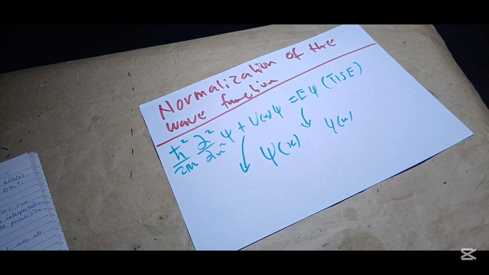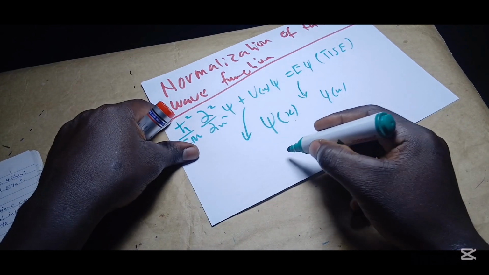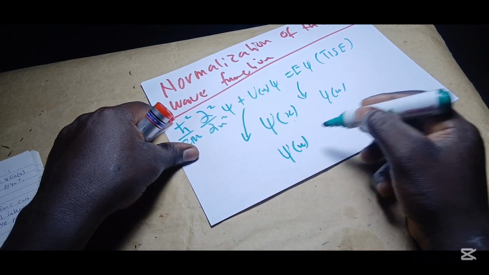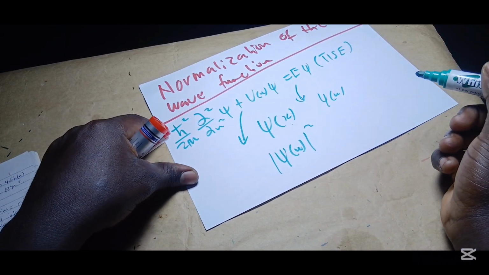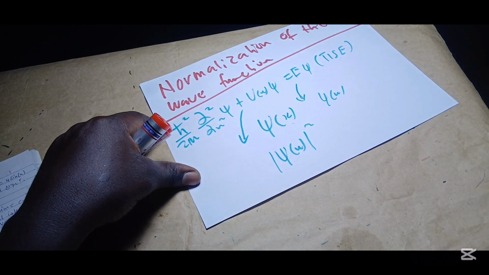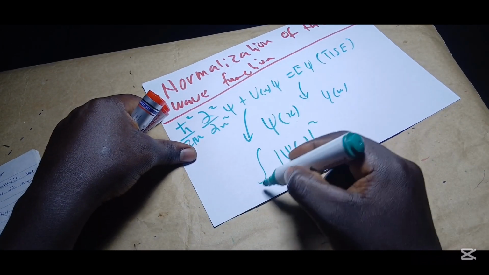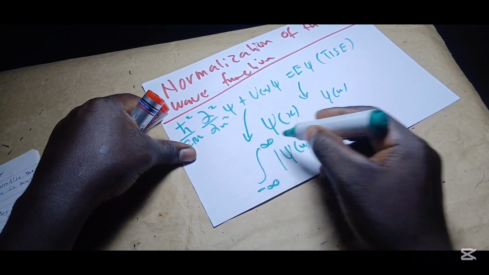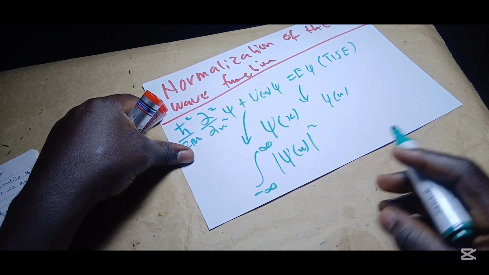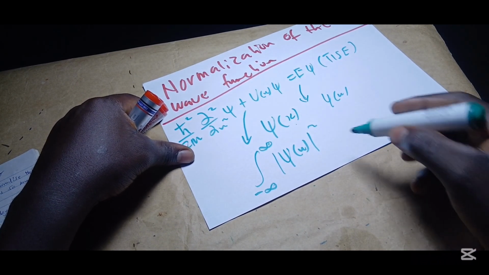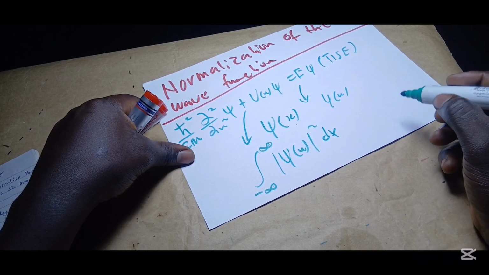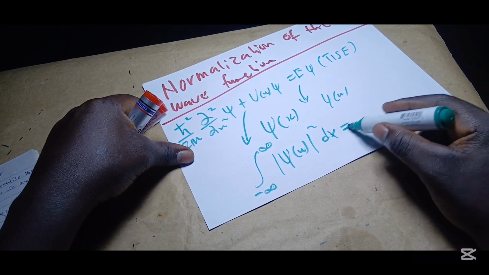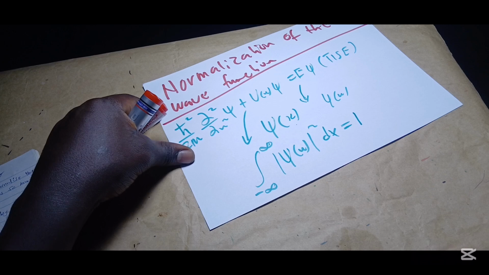But Max Born said that the absolute square of the wave function should have something to do with the probability of us finding a particle in the system. And if we integrate from negative infinity to positive infinity, which is the entire space, we must find the particle there. And the probability of us finding a particle there should be equal to 100%, which is 1.